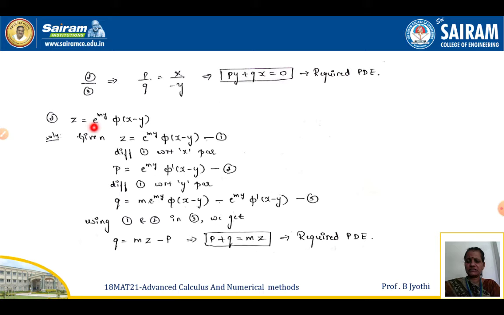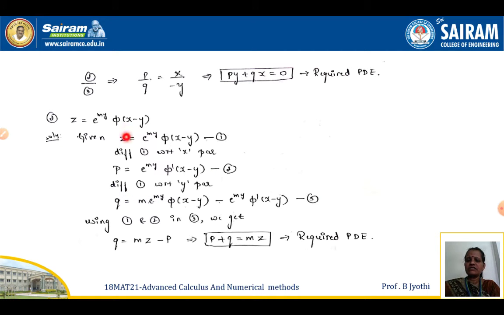The second example is z equals e power my into phi of x minus y. When we differentiate this, we need to remember that e power my will be treated as a constant when you differentiate with respect to x. Whereas when you differentiate with respect to y, we need to apply the product rule, because this term has y and this also has y. So when we differentiate with respect to x partially, e power my is treated as constant: phi dash of x minus y into the derivative of x minus y, which is 1. Call this equation 2.